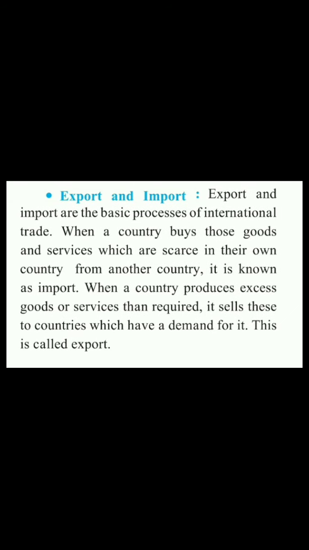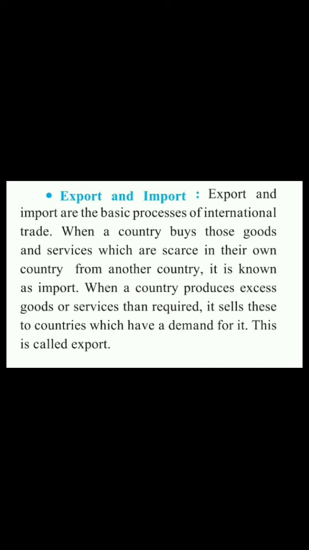We come to the last part. What are export and import? Export and import are the basic processes of international trade. A country buys those goods and services which are scarce in its own country. I have already told you the meaning of scarce. Scarce means in less quantity. So when one country faces a deficit of a product, when it doesn't have that product in excess, it will be buying that product. It will be importing that product from the other country. But when a country has something in excess, in large quantity, it will be selling that thing to the country which demands it. For example, India has rice, tea, precious stones and spices in large quantity.